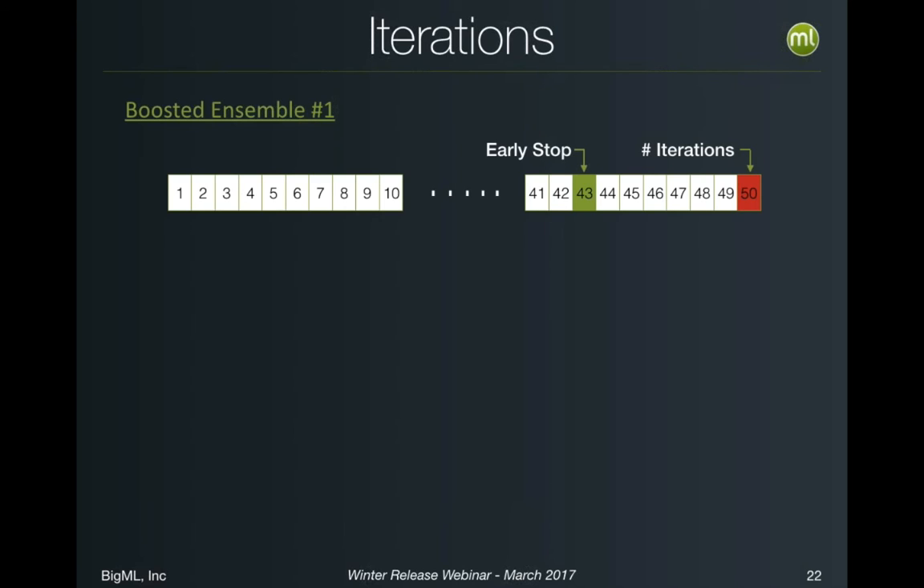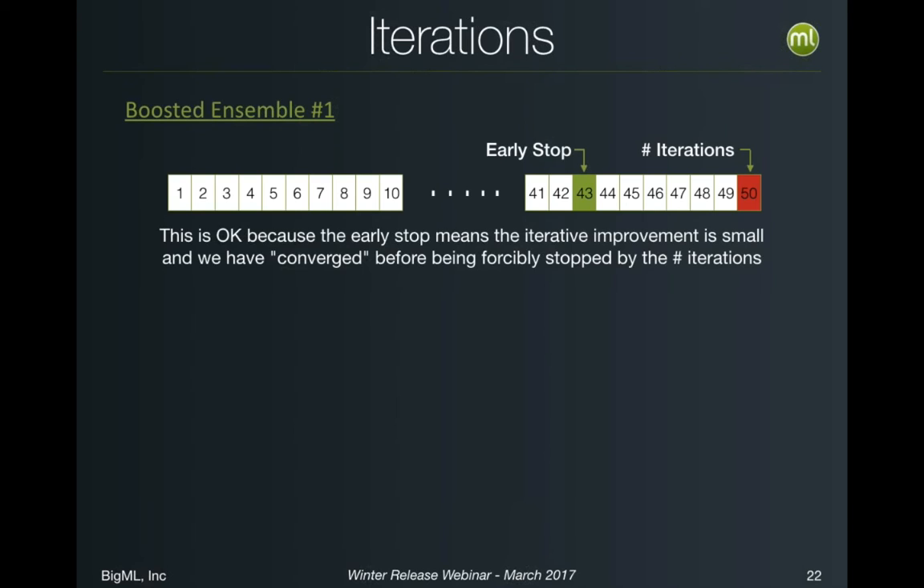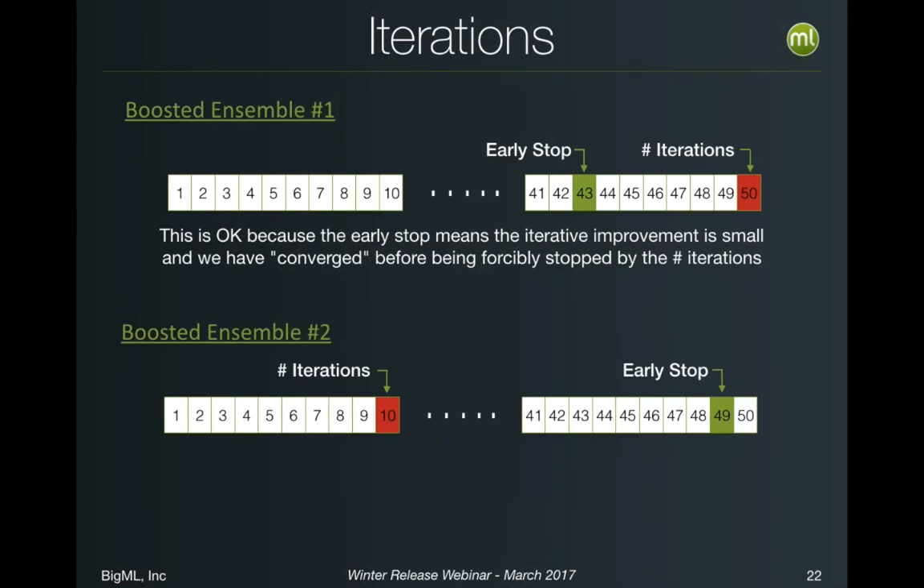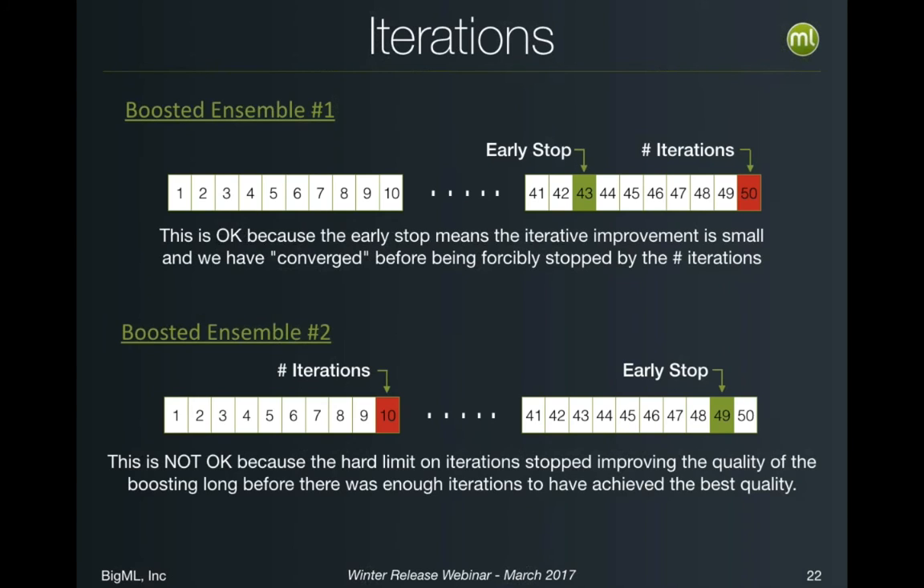And so what I mean is that if you set the number of iterations to 50, and the algorithm detects that at iteration 43 it's doing well enough, and it stops, well, that's going to be okay, all right? Because the early stop means that the improvement at each iteration is small, and so it's essentially converged before being forcibly stopped. But contrarily, if the algorithm was let to run long enough and it would have stopped at 49, but we told it, look, only do 10 iterations, then this is not going to work out well, because this hard limit on the iterations has stopped improving the quality of this boosting long before there were enough iterations to achieve essentially the best quality. And so, at least in my experience in playing with boosting, it's been best to set the iterations high and then allow that early stop criteria to save you from the extra computation.